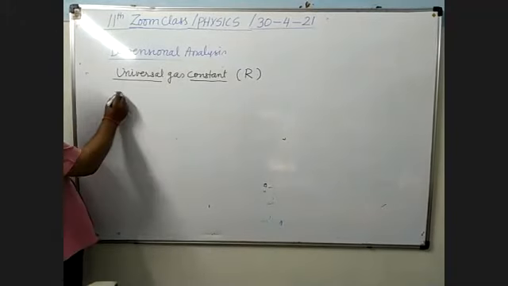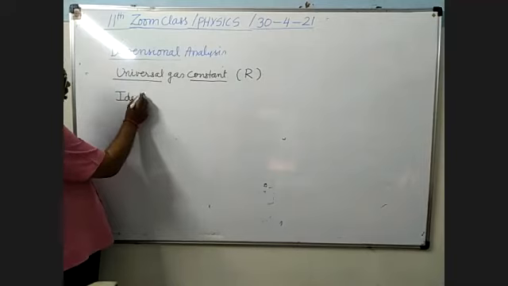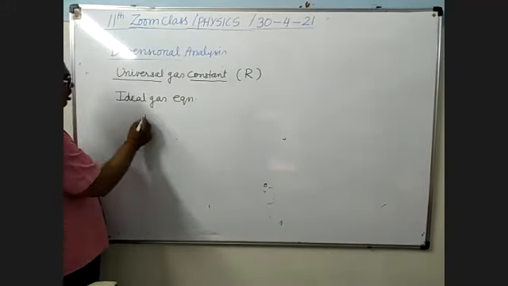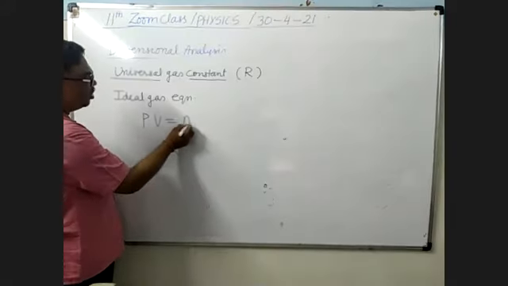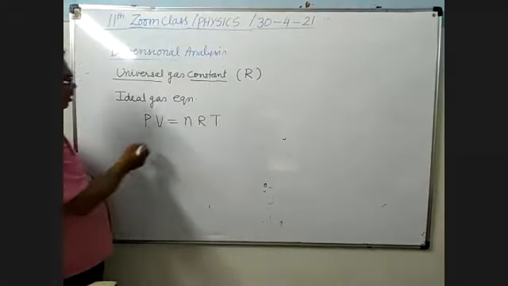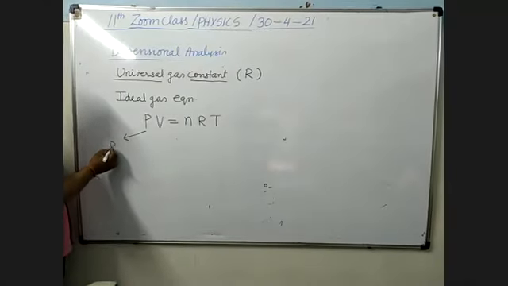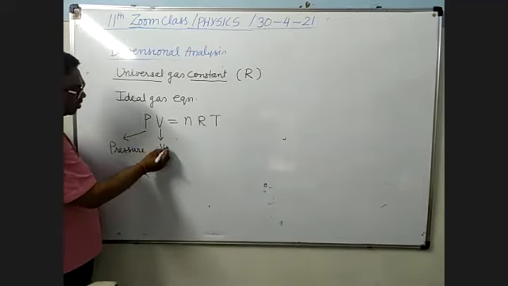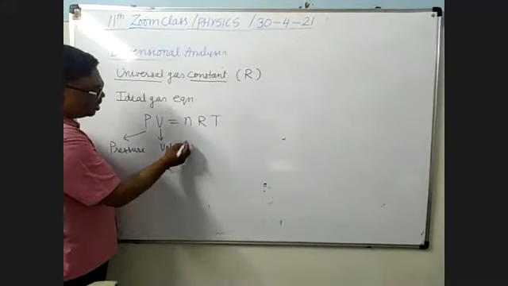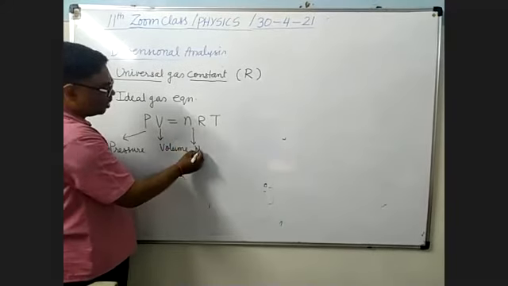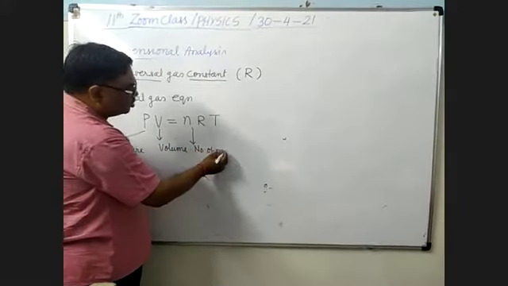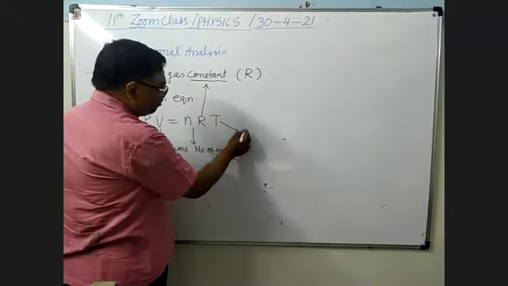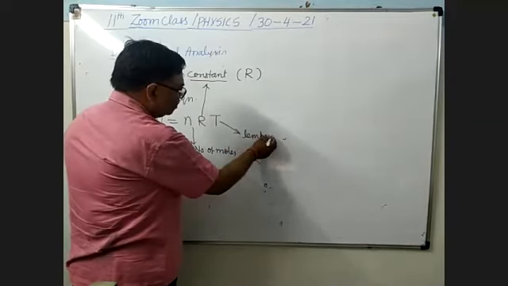Now you have heard this equation, the ideal gas equation: PV equals nRT. P is what? Pressure. V is what? Volume. n is what? Number of moles. R is what? Already I have told. And T is what? Temperature.